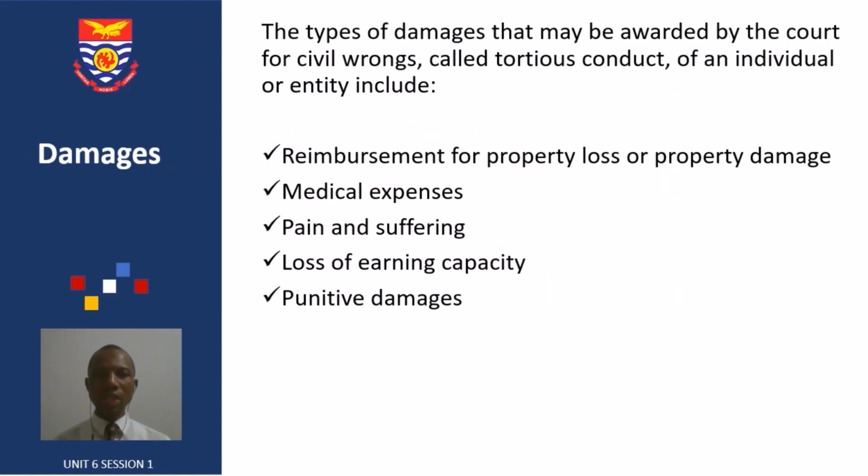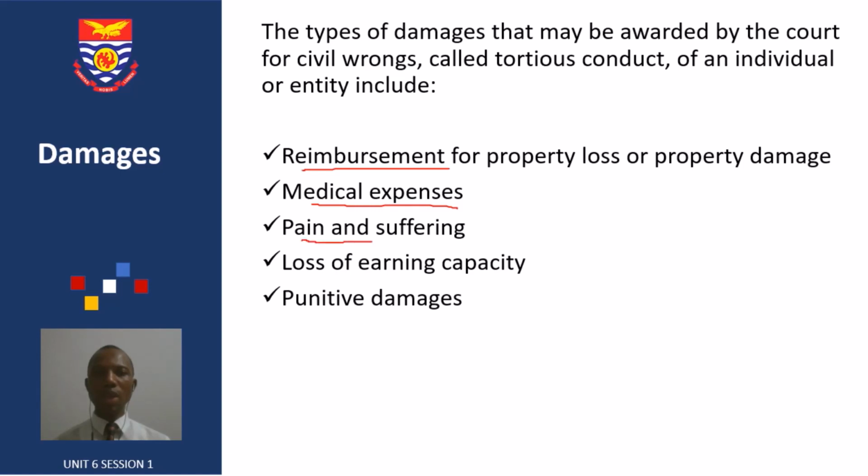Now, as we said, damages are awarded if the plaintiff, being the victim, is able to prove his or her case. Some of these damages include reimbursement for property loss or damage. So if you damage someone's property, either intentionally or by negligent acts, the court can award damages against you to pay for the property or the item lost. You also have medical expenses. Here, when you cause injury to a person, there's a high likelihood that the court may order you to pay for the medical expenses of the person.